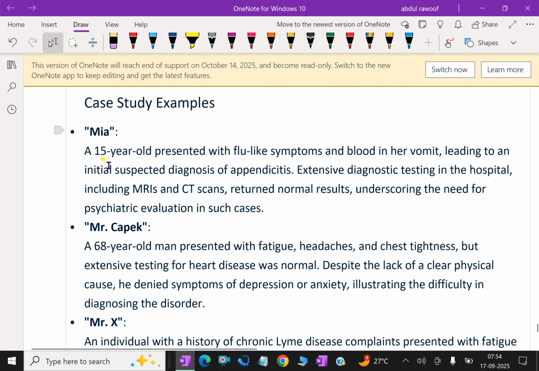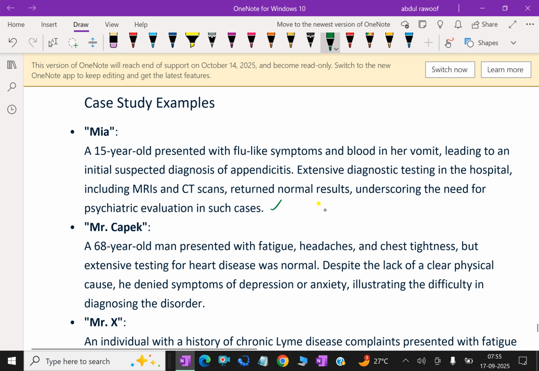Mia, a 15-year-old, presented with flu-like symptoms and blood in her vomit, leading to an initial suspected diagnosis of appendicitis. Extensive diagnostic testing in the hospital, including MRIs and CT scans, returned normal results, underscoring the need for psychiatric evaluation in such cases.